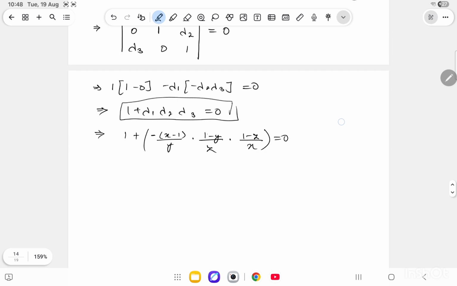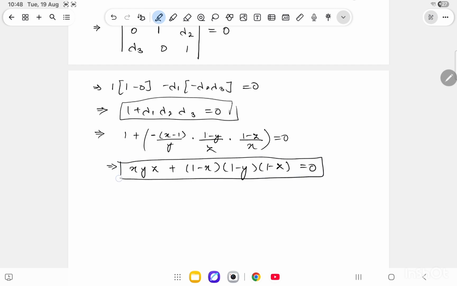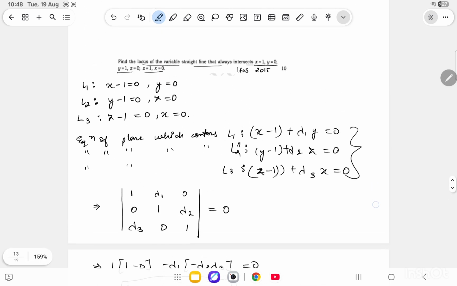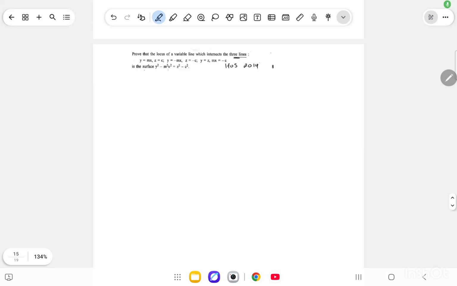equals to 0. So if I simplify it, I'll get x, y, z plus 1 minus x, 1 minus y, 1 minus z equals to 0. So this is my locus of the line, which is basically the intersection of these three planes. So let's discuss the next question.